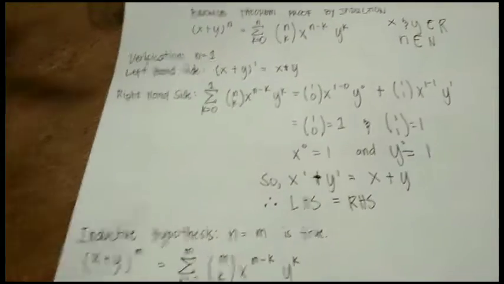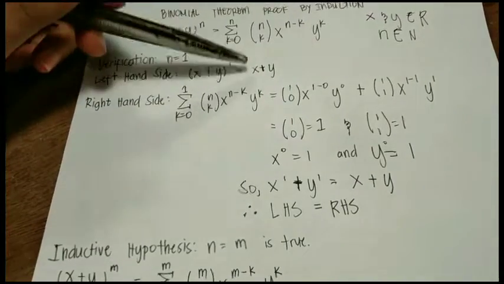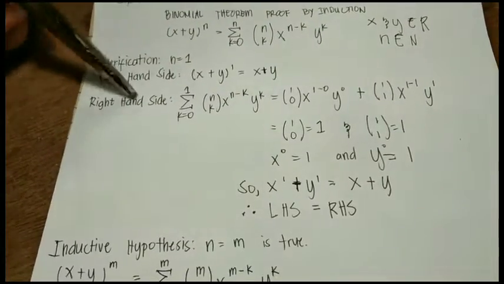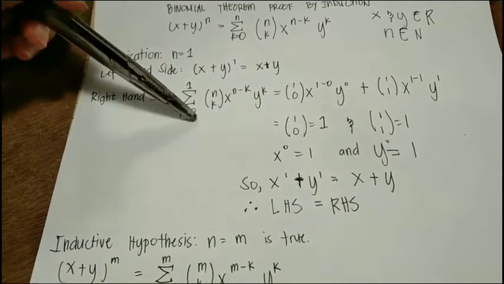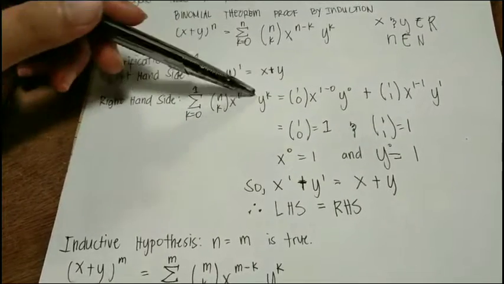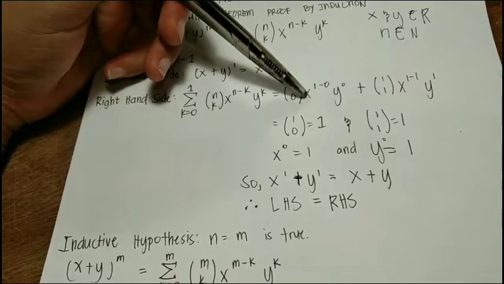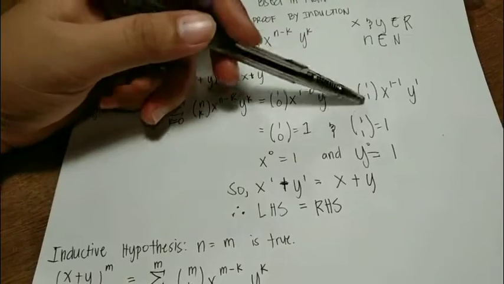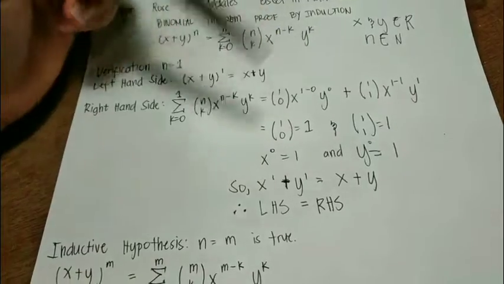So first, a verification. So n is equal to 1. On the left hand side, we have x plus y to the power of 1, which equals, by basic algebra, x plus y. On the right hand side, we have the summation of k equals 0 to 1 of n taken by k times x to the power of n minus k and y to the power of k. So that is equal to 1 taken by 0 times x to the power of 1 minus 0 and y to the power of 0, plus 1 taken by 1 times x to the power of 1 minus 1 and y to the power of 1.